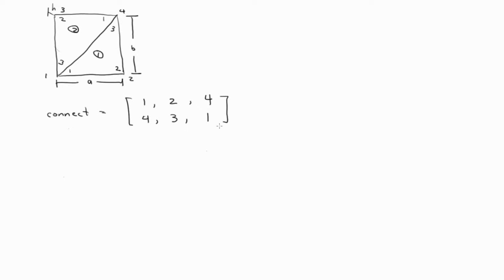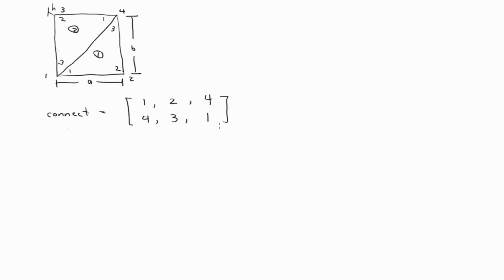This is the mapping between the local and the global node numbers for each element, right? So if the first row is the first element, local node 1 corresponds to global node 1, so it's in the first entry. Local node 2 corresponds to global node 2, second entry. Local node 3 corresponds to global node 4, third entry. Same thing for the other element, so now we have 4, 3, 1. Okay? So there's our connectivity array.